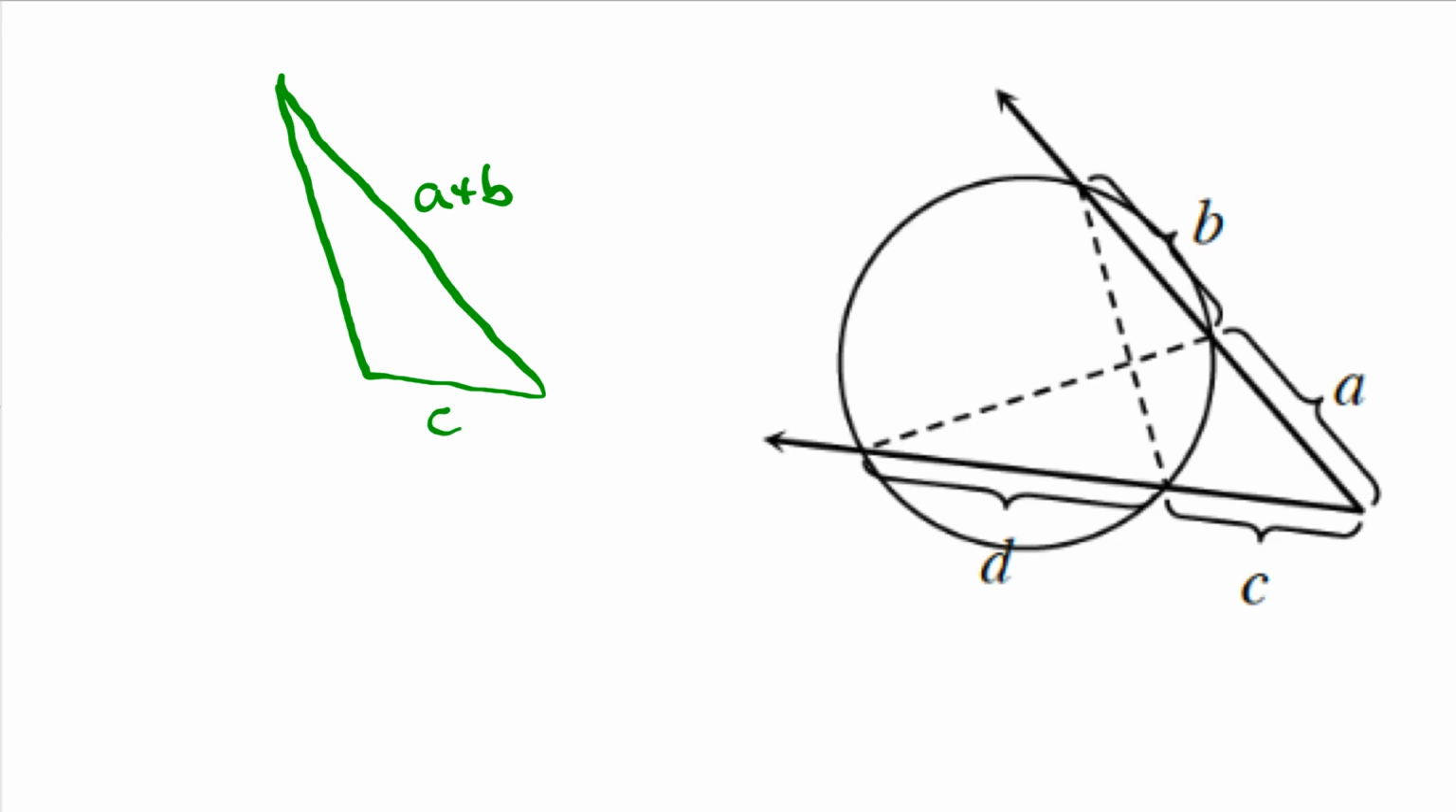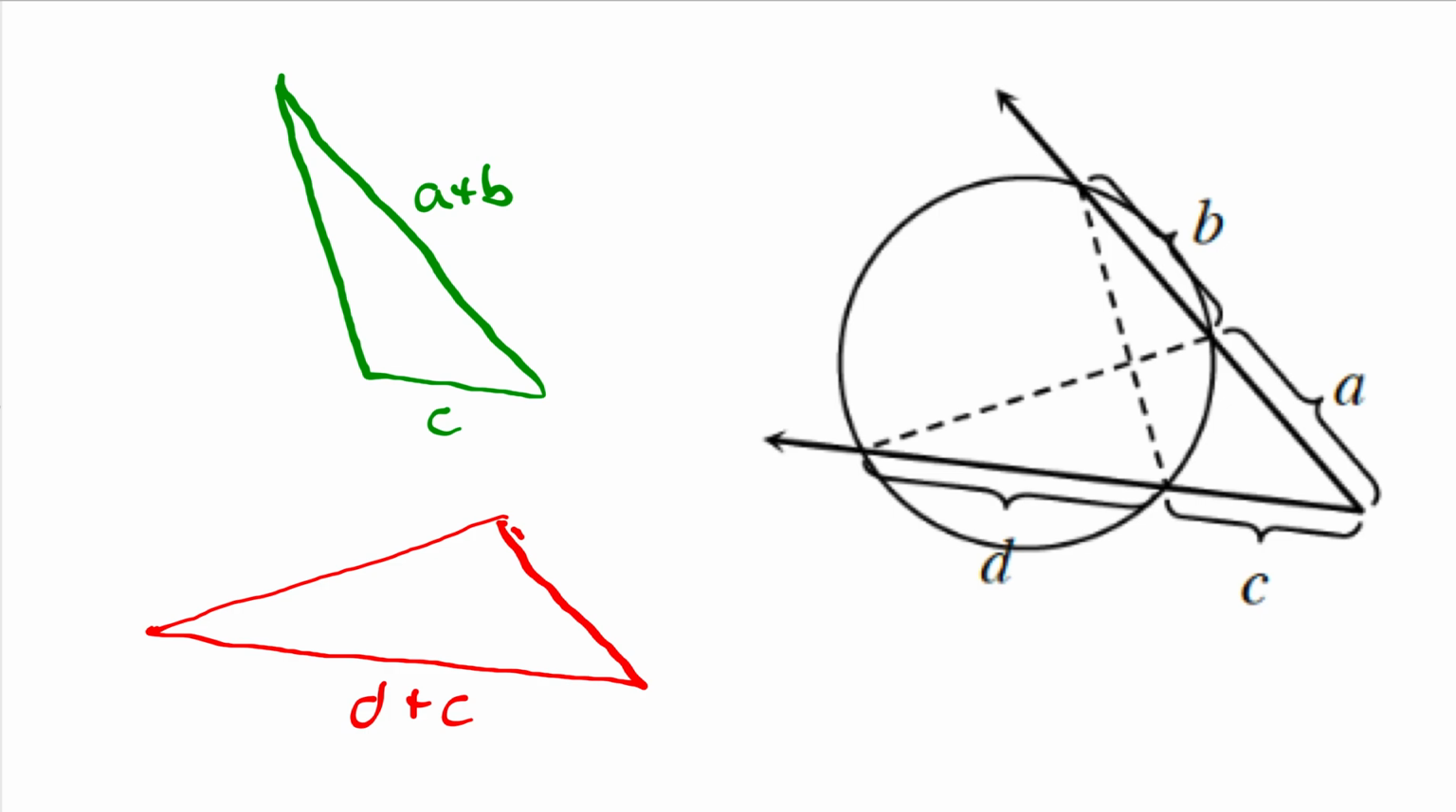Now, I'm also going to go from the intersection of the circle to the intersection of the circle and finish off that right there. And guess what that is? That's another triangle. And if I put those side lengths on, that's D plus C, and this is A right here. Well, both of those share the same angle, right here.